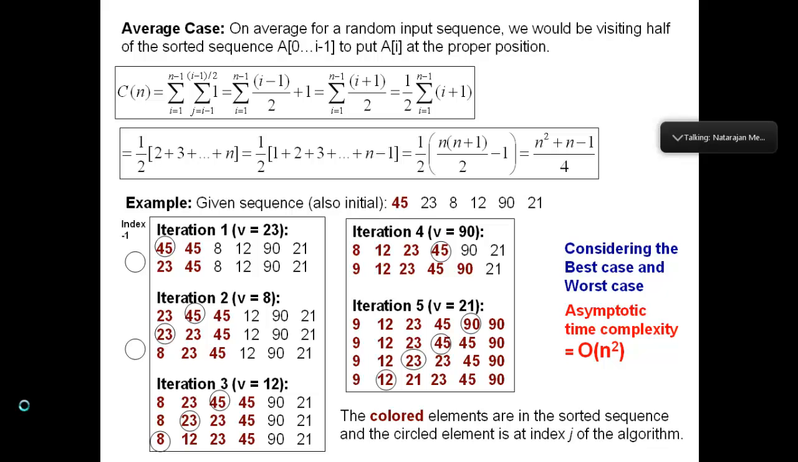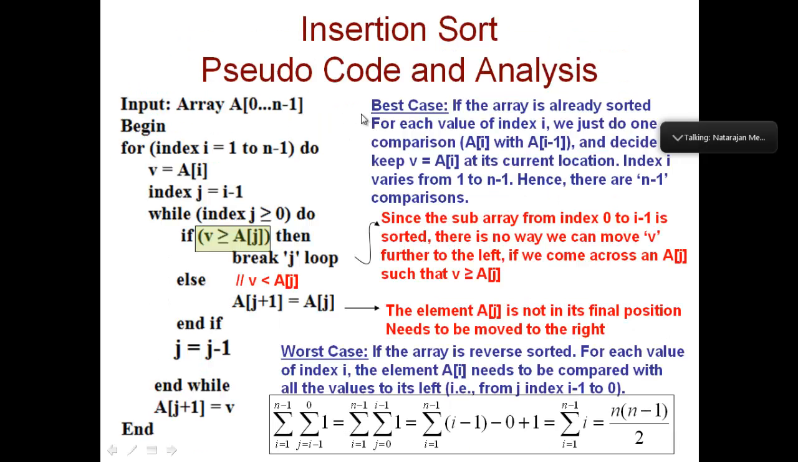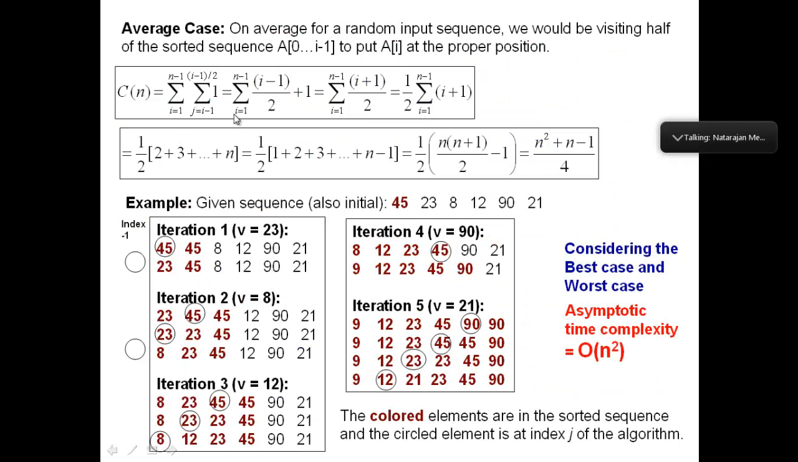So on average, we will run the j loop through half of the sorted portion. In the best case, we run only at j equals i minus 1 and stop there. In the worst case, we run j from i minus 1 all the way to 0. So on average, we can say we'll run the j loop from index i minus 1 to index (i minus 1) over 2, somewhere in the middle of the sorted portion.